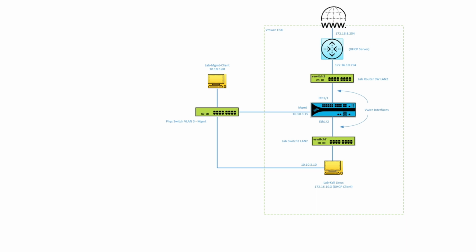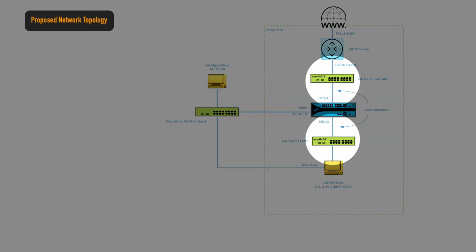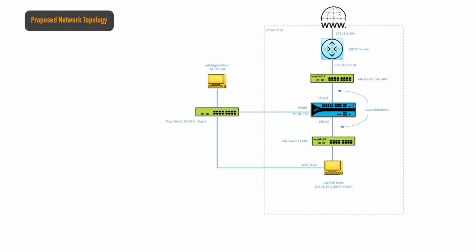Okay, so this diagram shows the proposed network topology where the virtual wire interfaces are connected to their own separate port group and switches. This is because ESXi will not allow you to directly connect a VM to another VM without the use of a vSwitch.